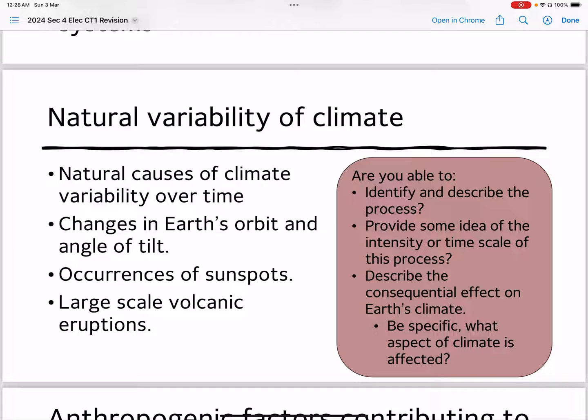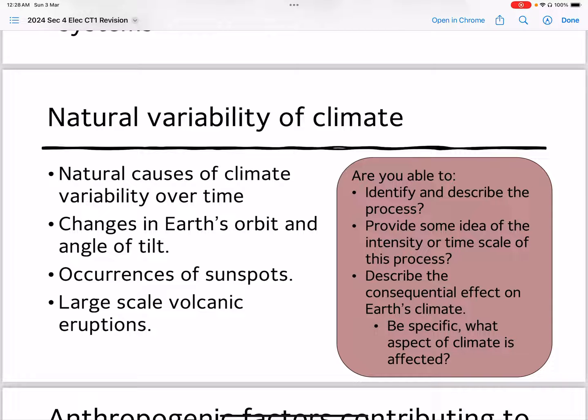Next, the second one will be on the occurrence of sunspots. Would you be able to provide an idea of what sunspots actually are, where they come from, and what is the consequential effect? Very importantly, when sunspots occur in their cycle, what happens to the temperature on Earth? So this is another variability of climate caused by a natural occurrence. Finally, the third one in your notes or syllabus will be how large-scale volcanic eruptions can lead to variability experienced in your climatic conditions.